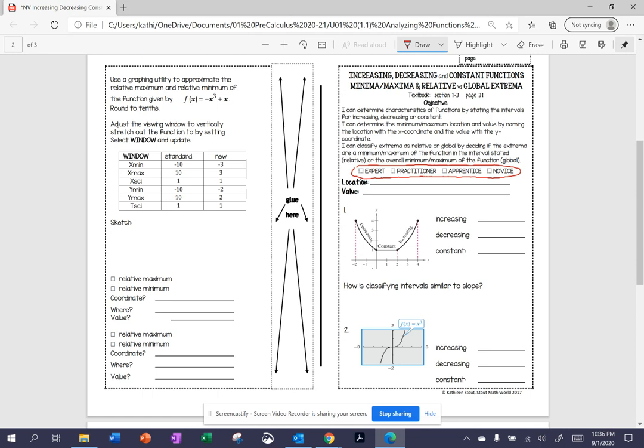Okay, so the location is where. And where is determined by the x-coordinate. And the value is the what, how much, the magnitude, and this is the y-coordinate.